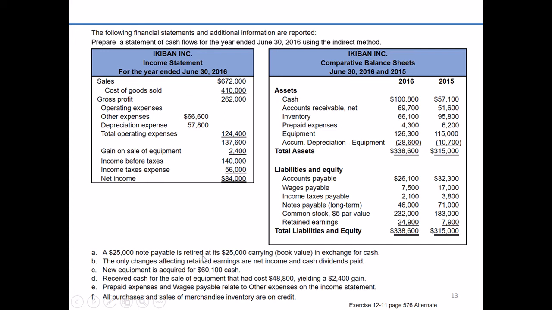One is that the company retired a $25,000 note payable at its carrying value in exchange for cash. The only items affecting retained earnings are net income and cash dividends paid. C says new equipment is acquired for $60,100. D indicates they received cash for sale of equipment that had cost $48,800 and that yielded a gain of $2,400. In addition, prepaid expenses and wages payable relate to other expenses on the income statement, and all purchases and sales of merchandise inventory are on credit. So here's all the information we need in order to move forward with our statement of cash flow.